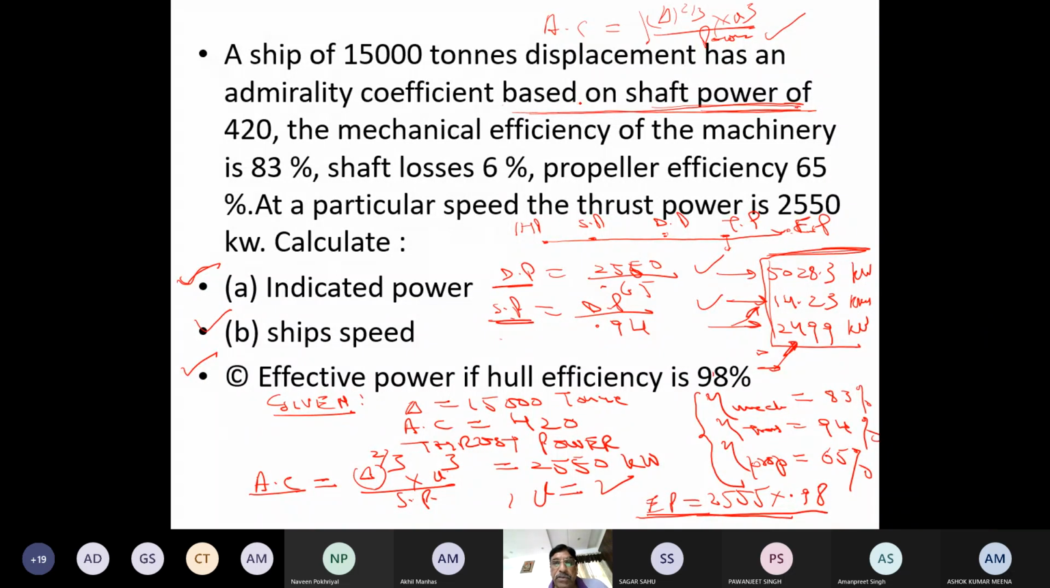इसने इस कंफ्यूजन को क्लियर करने के लिए न्यूमेरिकल में लिख दिया है, based on shaft power. यानी कि इस एडमिरल्टी कोएफिशिएंट 420 की जो वैल्यू है, it is based on shaft power, not any other power. But suppose even if it is not given, if this statement is not given, then also you must use shaft power only.